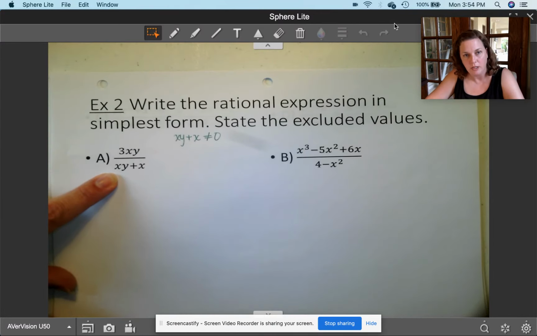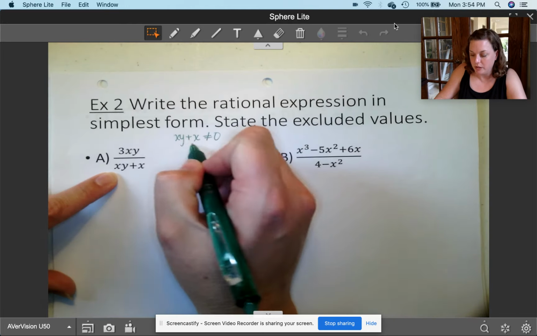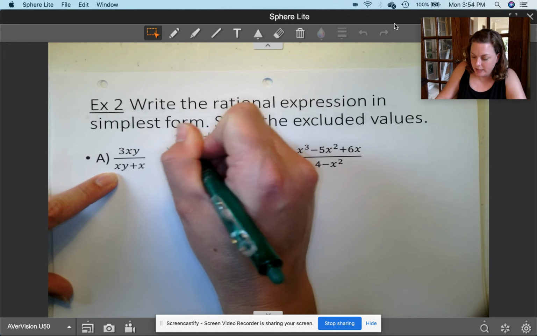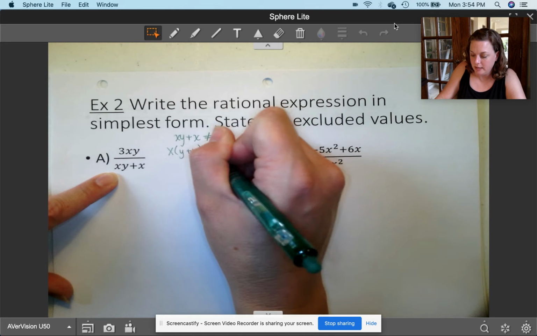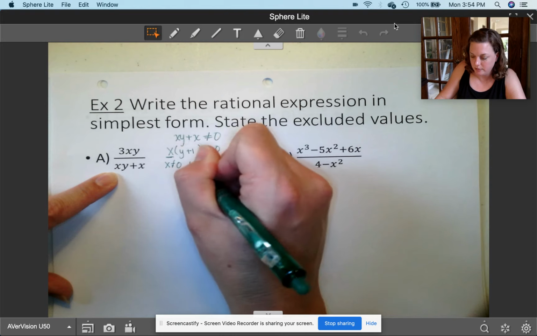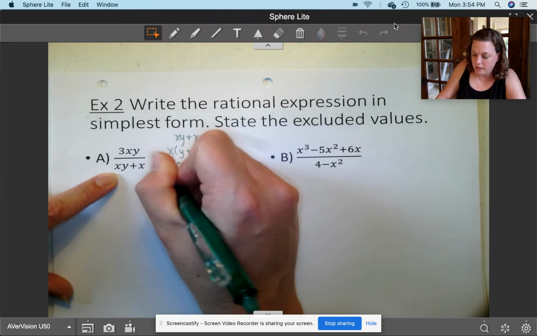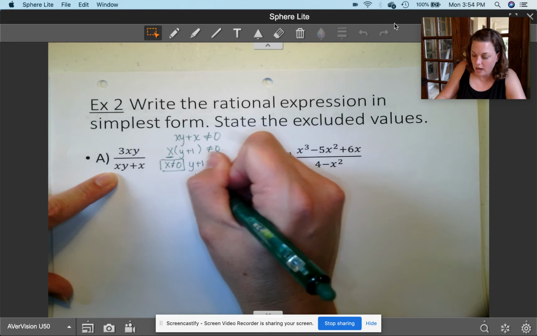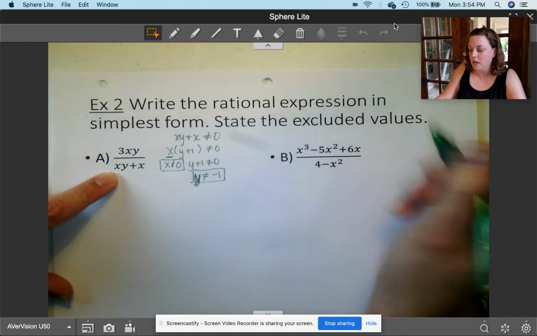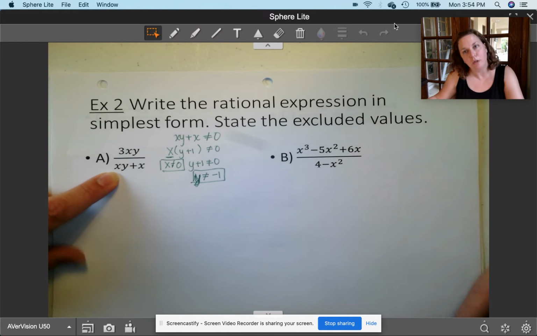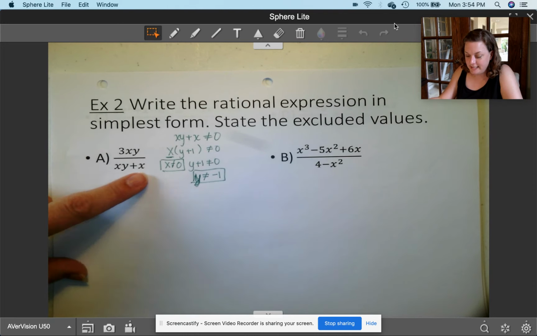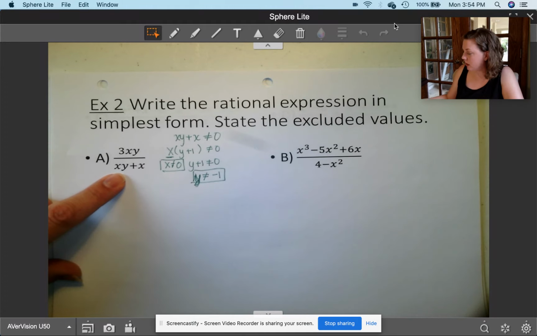This is a very interesting one. You'll notice that there are 2 terms here. There's a GCF. They have an X. I'm going to take out the X. When I take out the X, I leave Y plus 1 behind. And so we're going to set each piece not equal to 0. So it tells me X is not allowed to be 0, and also Y is not allowed to be -1. So those are the excluded values, or rather excluded from the domain, okay? So X is not allowed to be 0, Y is not allowed to be -1.